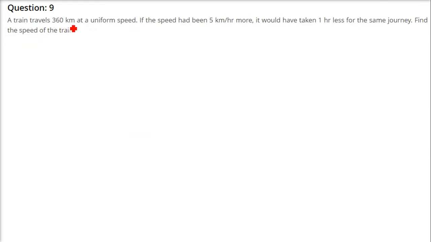A train travels 360 km at a uniform speed. That is uniform speed, and the distance is this much. If the speed had been 5 km/h more, it would have taken 1 hour less for the same journey. Find the speed of the train. Let us assume x is the usual speed of the train. If we increase by 5, it will be x plus 5. So what is the time taken at first go? This time is distance by speed.